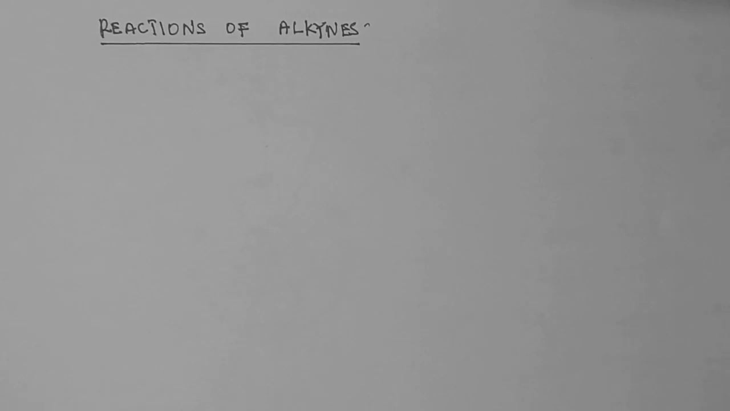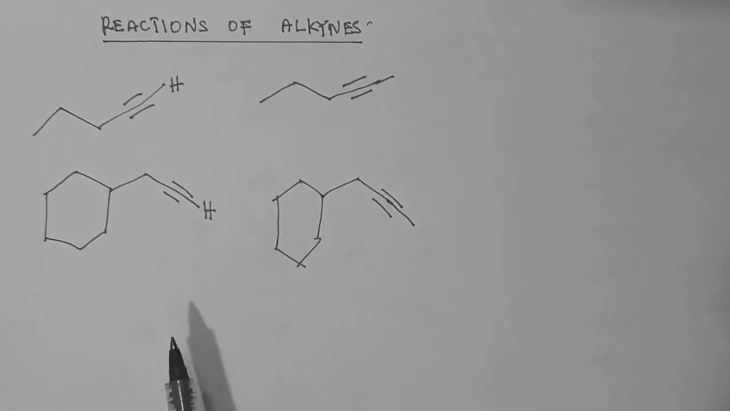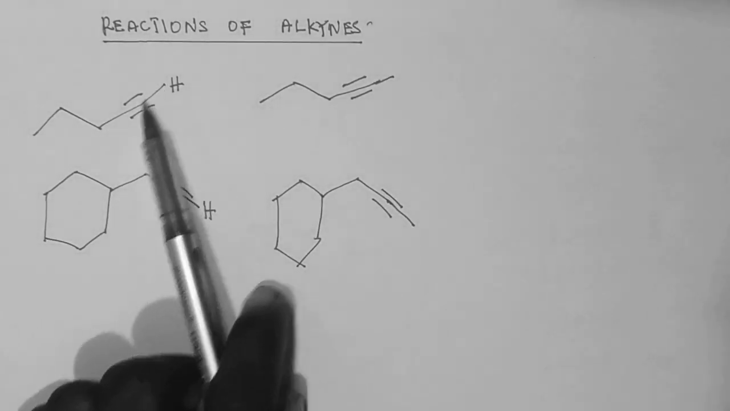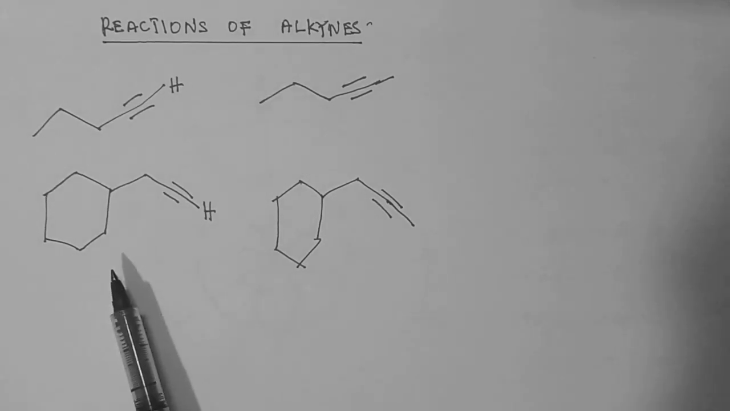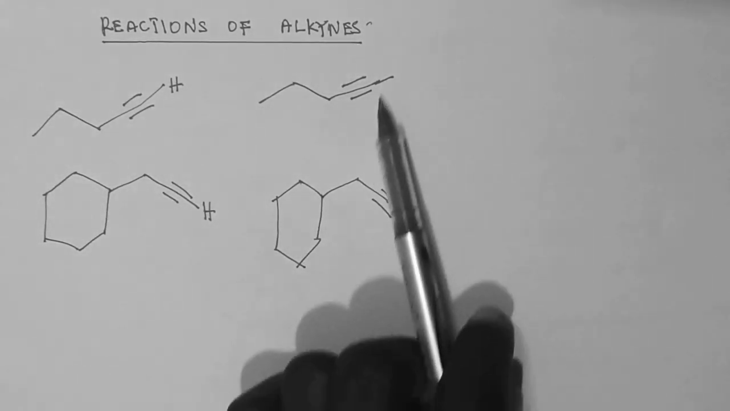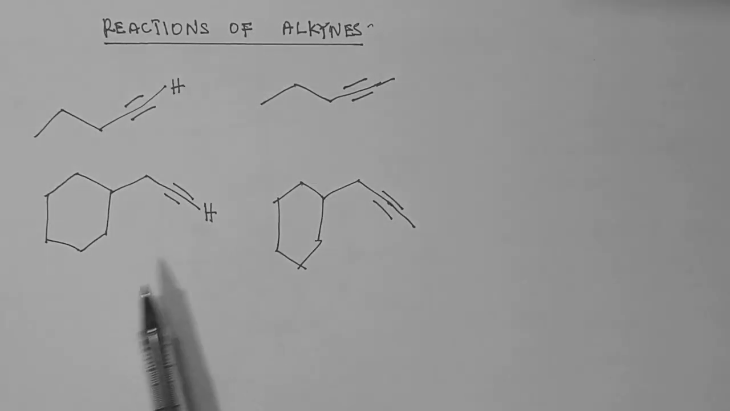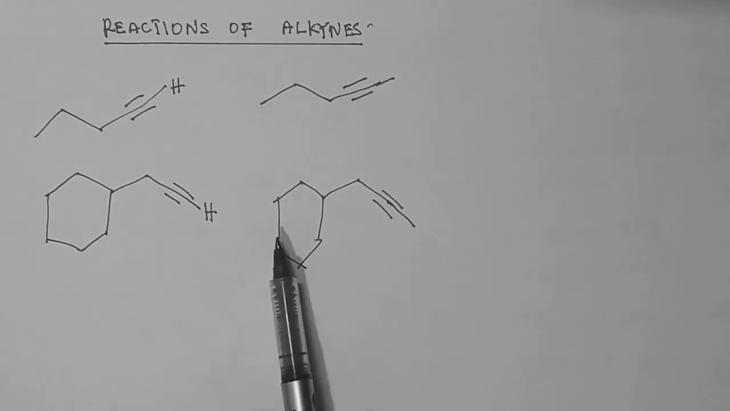In this video, we are going to talk about the reactions of alkynes. Let us consider the molecules below. In alkynes, the molecules on the left are called terminal alkynes, and the molecules on the right are internal alkynes. What is the difference between terminal alkynes and internal alkynes?